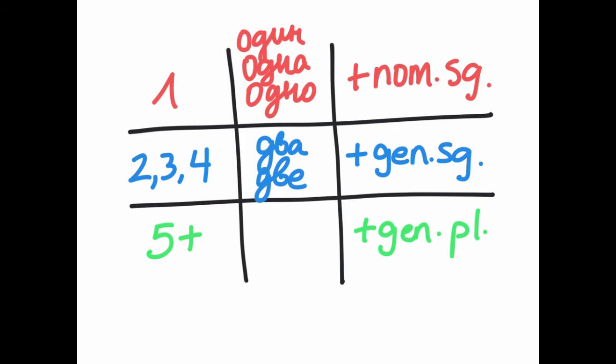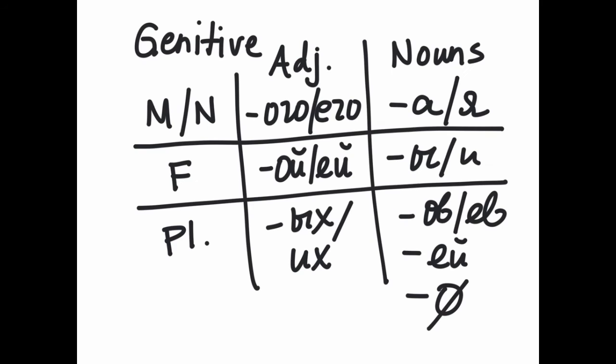Notice that when we have 1 of something, we have to have the word один agree with the gender. Один, одна, одно. When we have 2 of something, we have два for masculine and neuter, and две for feminine. All of the rest of the numbers, 3, 4, 5, 6, etc., are just all the same no matter what gender the thing is that we're talking about afterwards. But for один, два, we do have to pay attention to the gender of the thing. Here's a little reminder of our genitive endings.